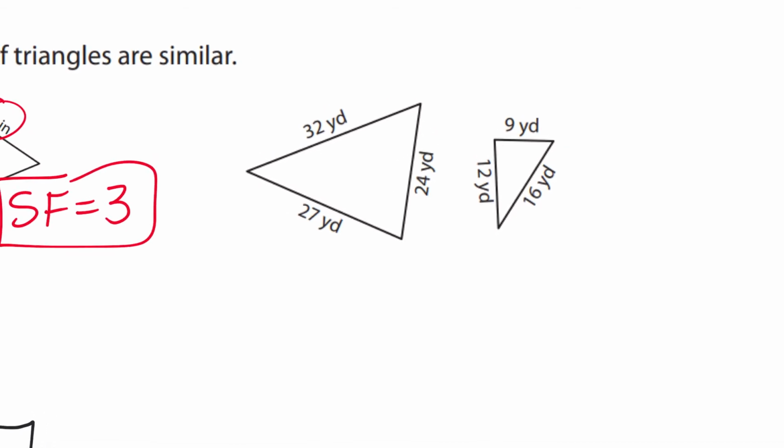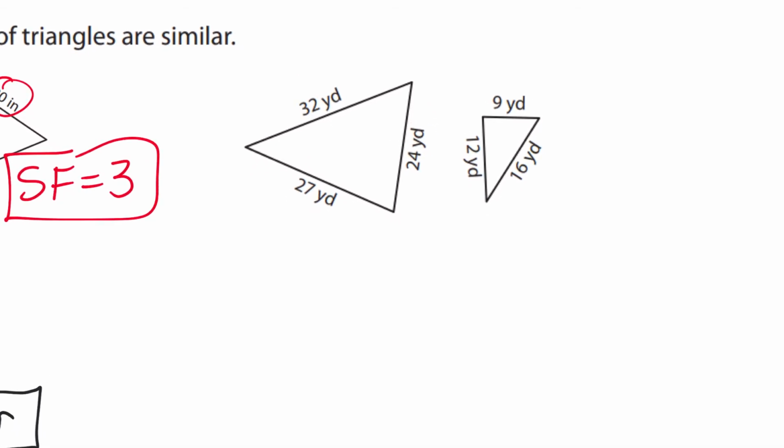Okay, let's see if these two triangles are similar. Now the way I'm going to do it is this to match it up. Okay, what's the biggest number on this triangle? It's the 32, okay? So 32, what's the biggest number on this one? It's the 16. So 32 is to 16. Okay, what's the second biggest number on this one? It's 27. What's the second biggest number on the other one? It's 12. And then the smallest number on that first one, 24, and the smallest number on the second one is 9.